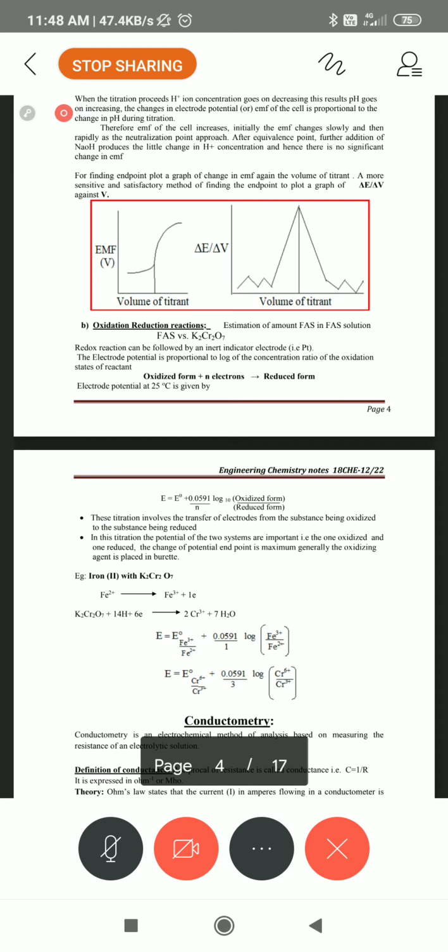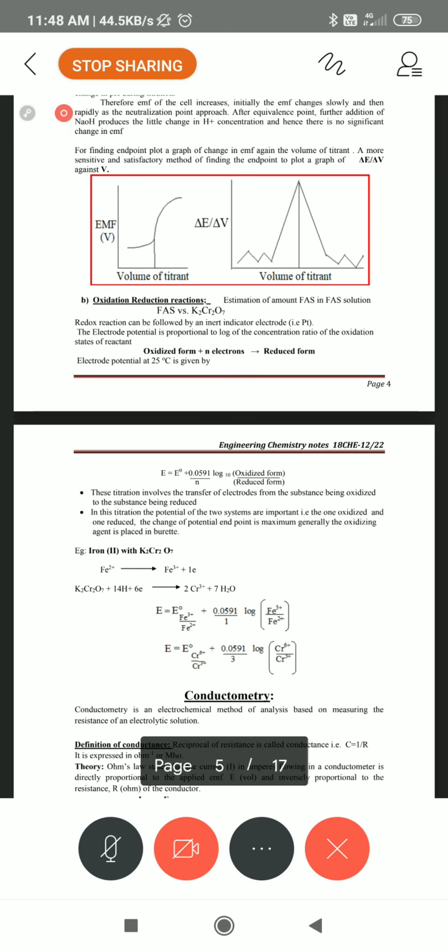Immediately the steep increase in the reaction, we can call it the equivalence point. Based on this equivalence point only, we can estimate how much of the salt is dissolved in 1 liter of DM water. This reaction we can call a redox reaction.